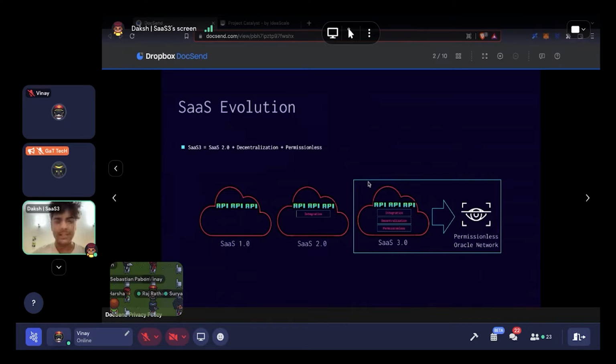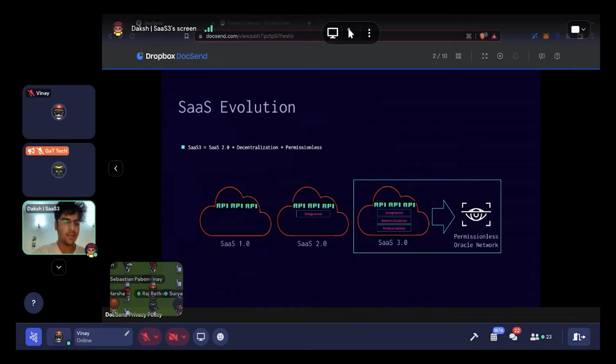First was SaaS 1.0. This allowed for only data integration and just giving the user data through APIs. Then came SaaS 2.0. This allowed integration of app to app, so applications can integrate with applications. Some examples can be Google Docs, Google Slides, and Google Sheets.